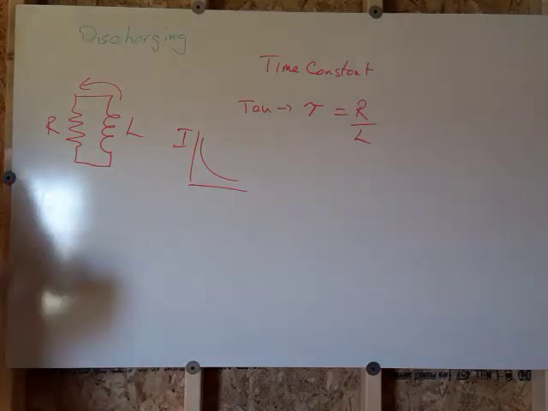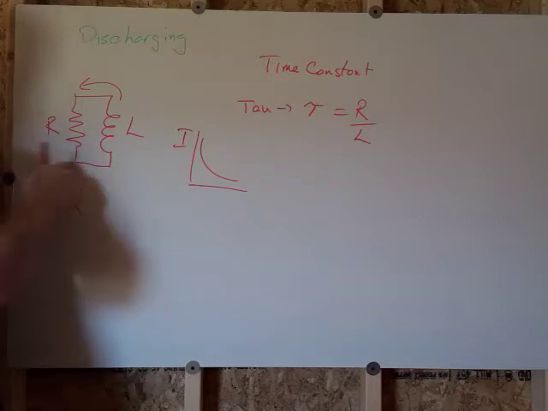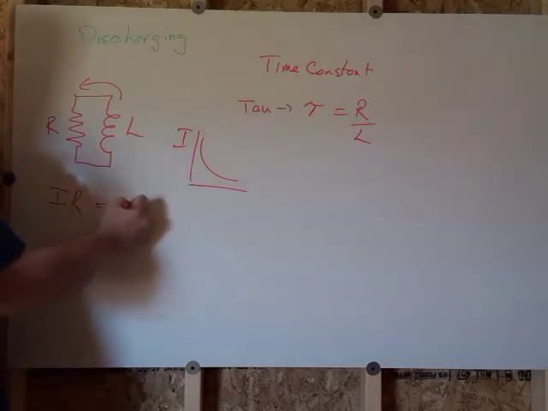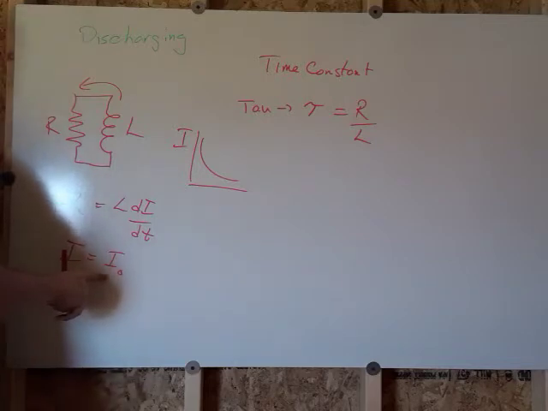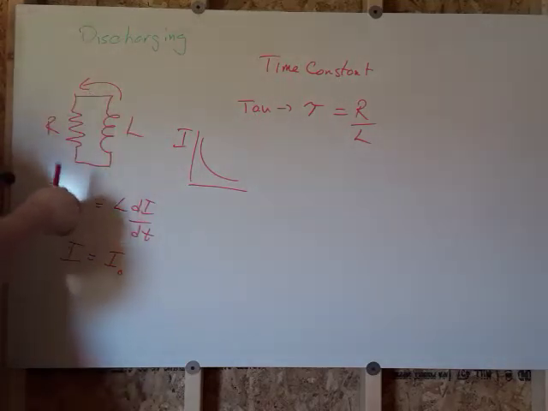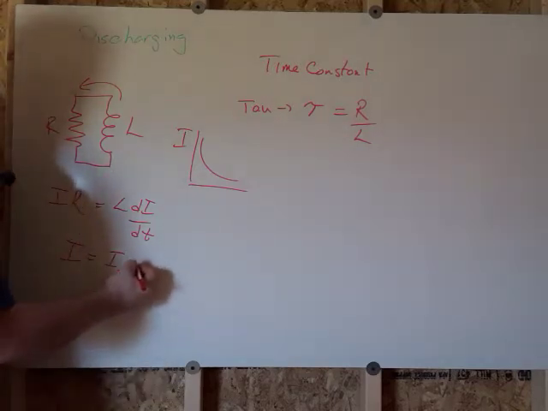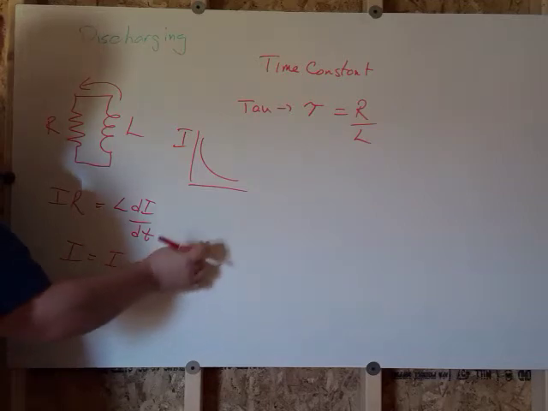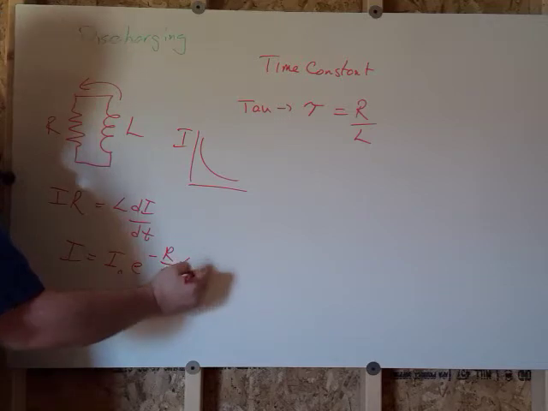And effectively what we have over here, the voltage is I times R. Over here is L di dt. And that means I is some initial value, so it depends on what the EMF is, what the voltage is on the coil, divided by the resistance. That's your initial value, e to the minus R over L T.